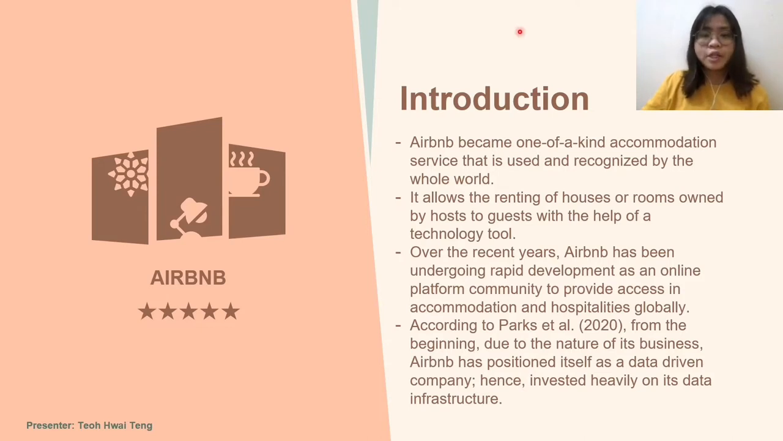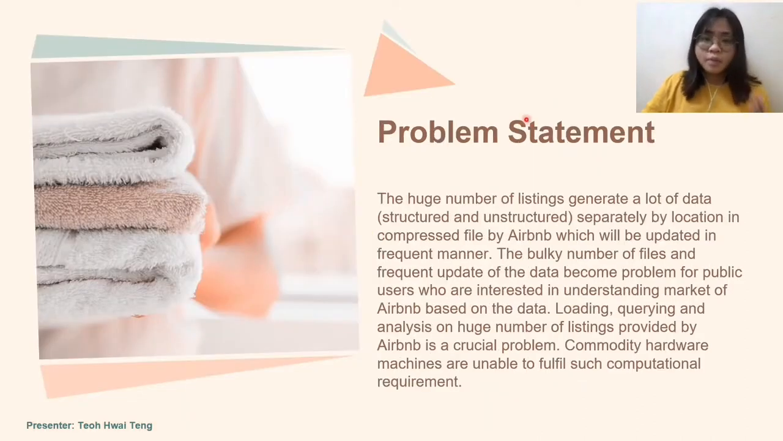And due to the nature of its business, Airbnb has positioned itself as a data-driven company and they are focusing a lot on building the data infrastructure. Here's the problem. Airbnb has a massive number of listings from different locations around the world, producing lots of structured and unstructured data such as photos and comments that are updated frequently from time to time. And this creates a problem for public users like us who are interested in using this data, as commodity hardware machines are unable to fulfill the needs.